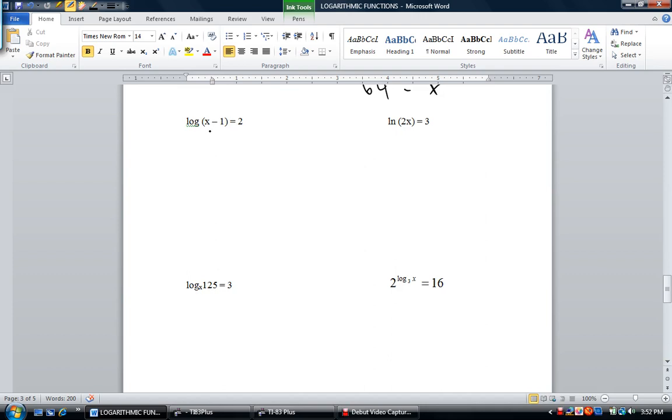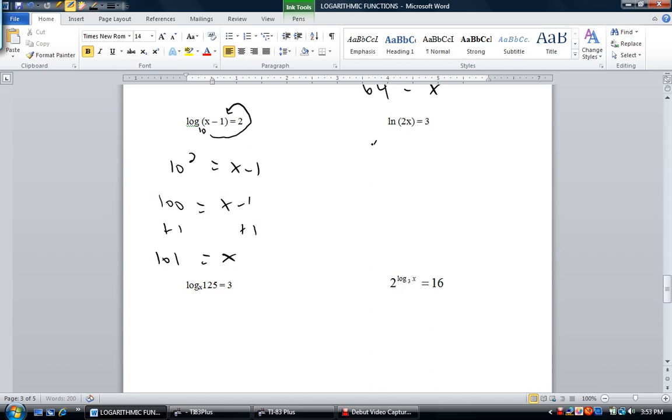So this next one, it's in log form. I want to convert it to exponential form. To do that, I need a base. If you don't see a base on the log, it's always 10. So now we can convert it. Start with the base, 10. What's the exponent? 2 equals, what's left over? x minus 1. And don't forget the counterclockwise thing. 10 squared is 100. Add 1 to both sides to solve for x. We get x equals 101. That's the answer.